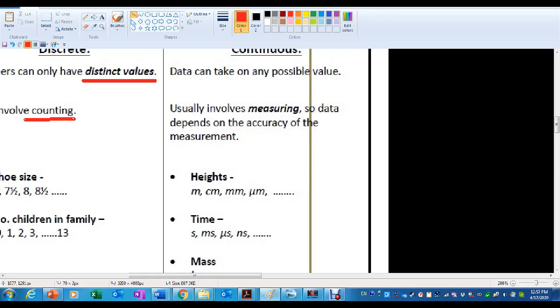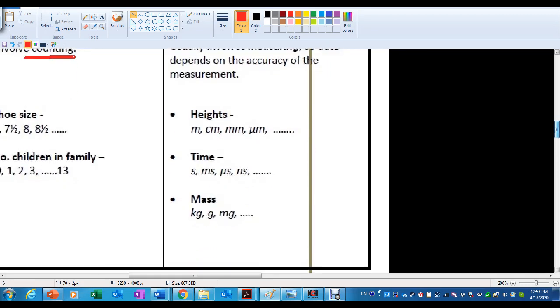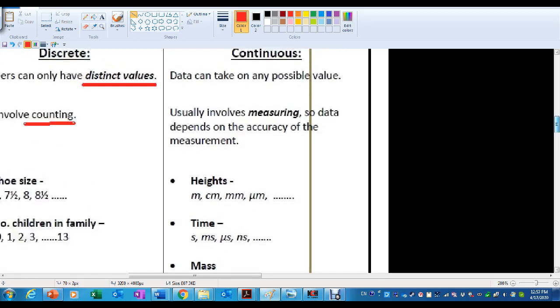Time should be continuous as well, because between 1 past 12 and 2 past 12, there are infinitely many instances between the two specific times. Mass, and all kinds of these measurements, their nature suggests that they should have a continuous measurement.